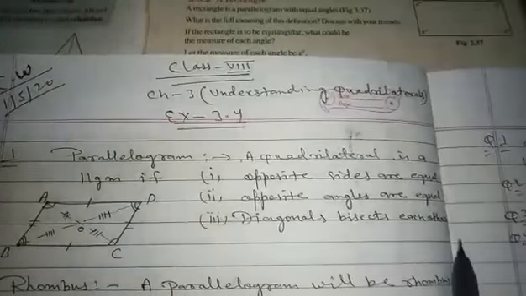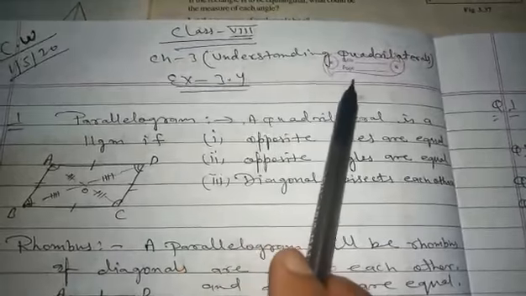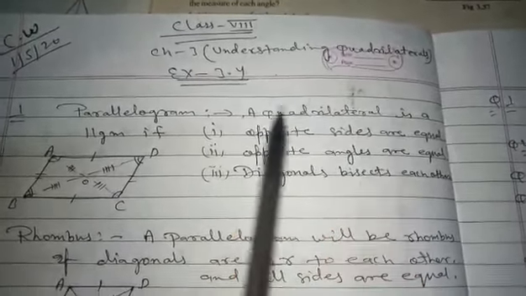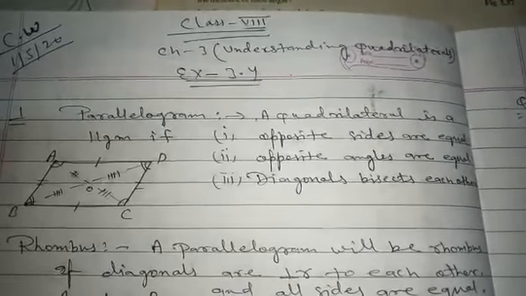Good morning, students. Class 8. Today we will explain the next topics. Chapter 3, Understanding Quadrilaterals. This topic is based on exercise 3.4.